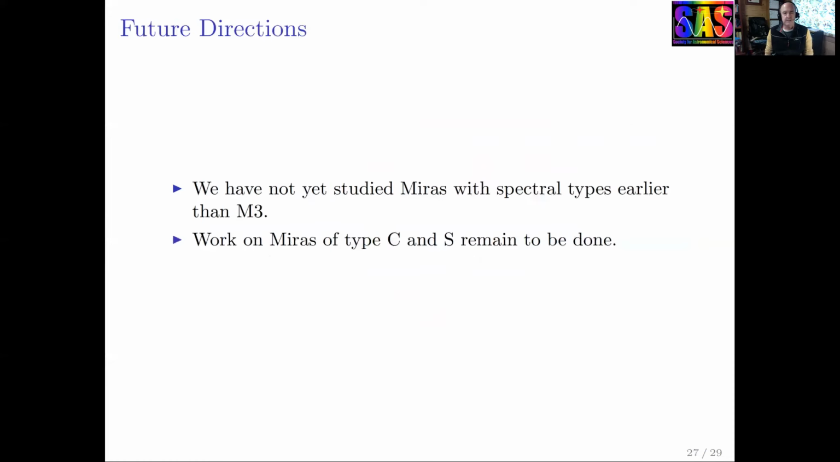A couple of things we haven't done. We haven't looked at Miras with spectral types earlier than M3, and we've done very little, if anything at all, on the C and S type Miras.